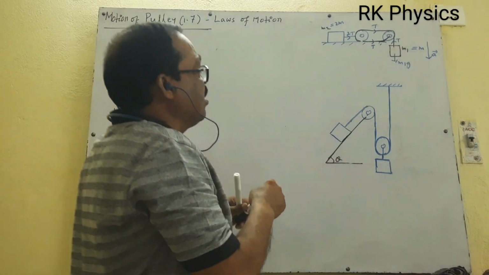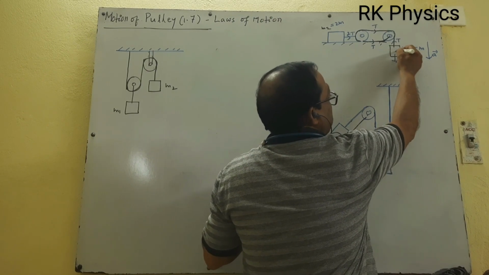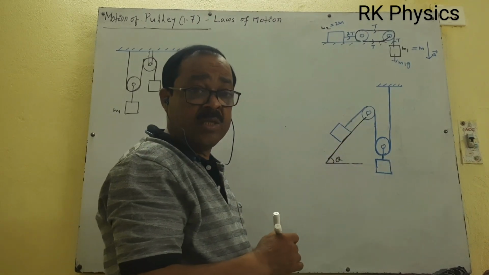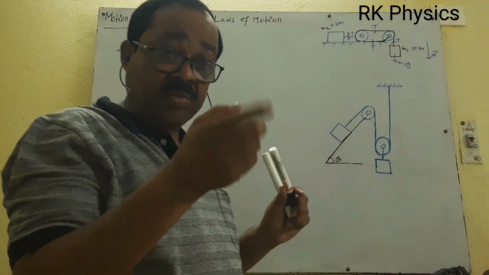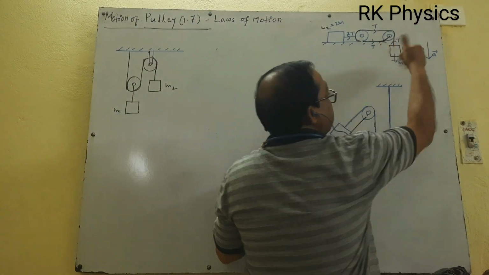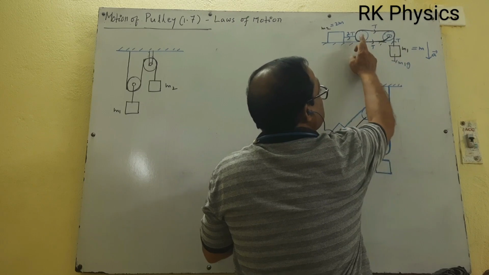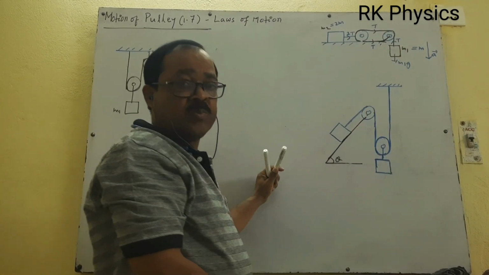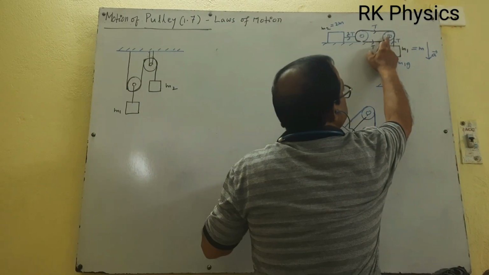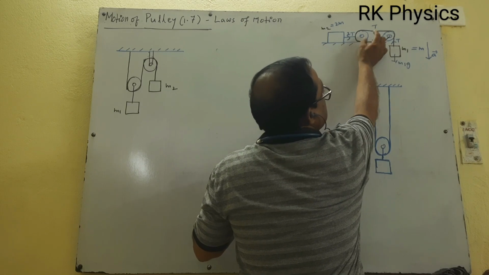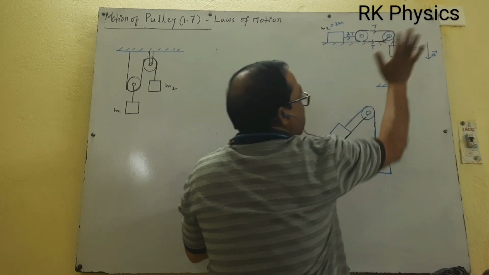Now just imagine, if this body displaces distance 2x, then what happens? The length of this string increases by 2x. Now if the length increases by 2x, this pulley moves towards the right by distance x. Similarly, in the U shape, this x on one side, this x on the other side, total length is 2x.